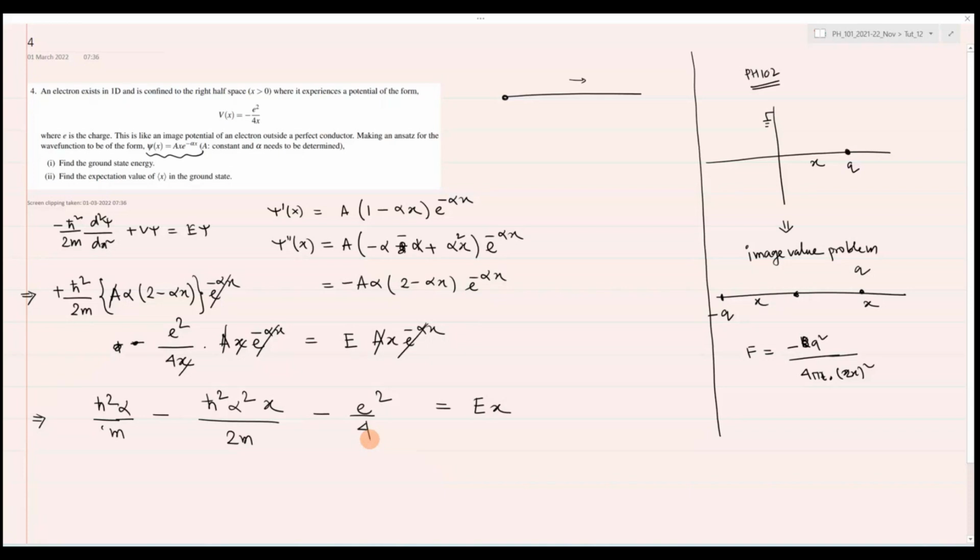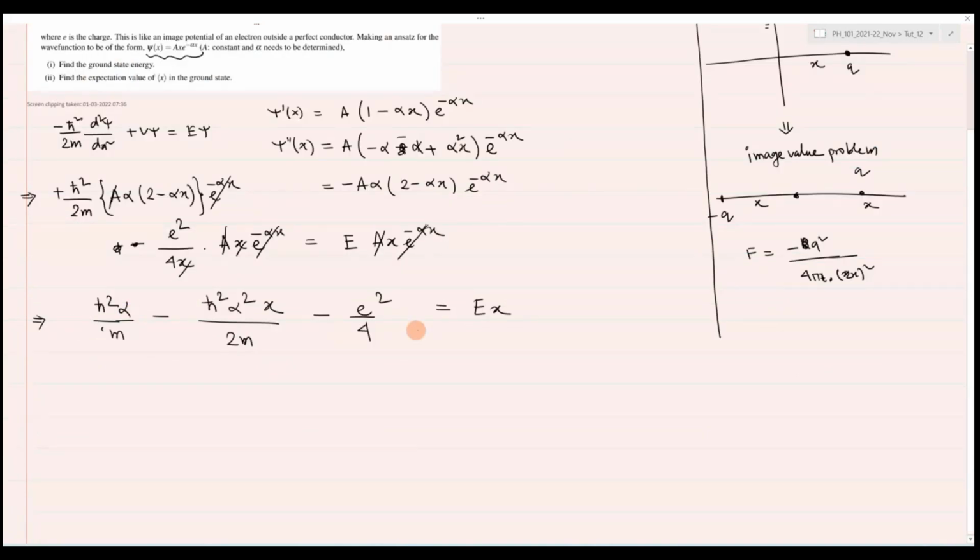Now this equation should be holding for any x, right? So even for x equal to 0 it should hold. That's why h cross square alpha by m should be equal to e square by 4, and h cross square alpha square by twice m should be equal to e. Okay, so from here you get alpha to be equal to m e square by 4 h cross square.